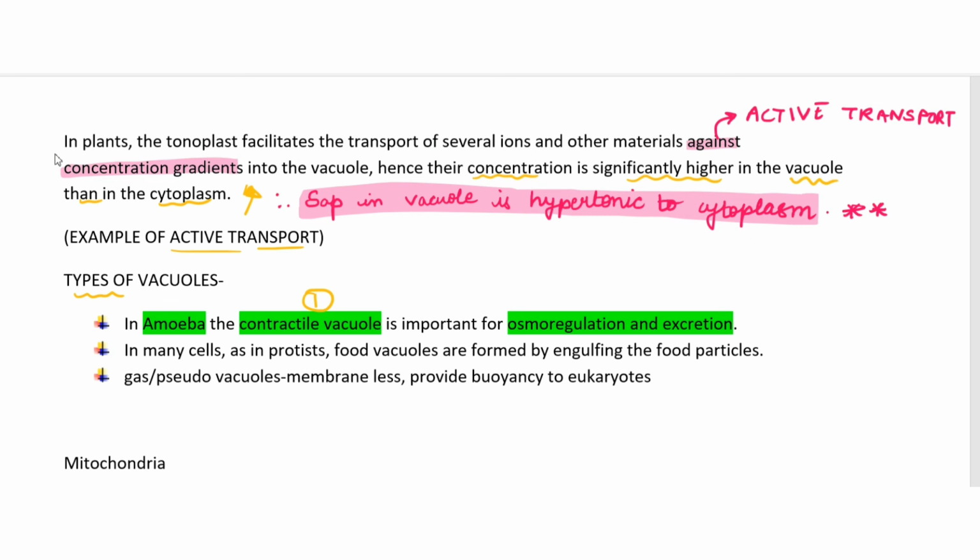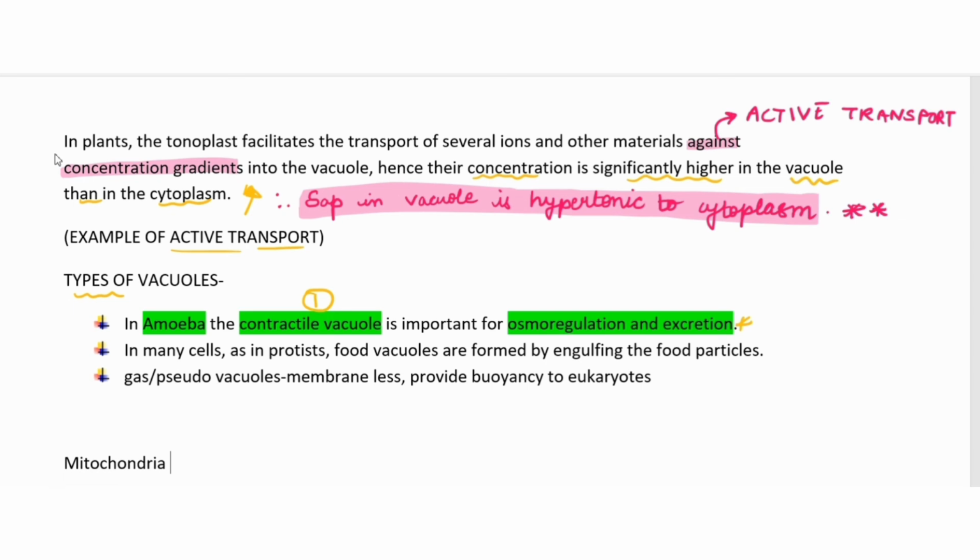There are different types of vacuole. In amoeba, there is a contractile vacuole which helps in osmoregulation and excretion. Osmoregulation is nothing but maintaining balance, like acid-base balance, salt-water balance. All this regulation is maintained by the contractile vacuole.